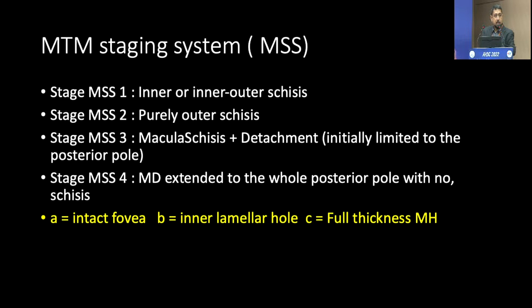So when you say it's 1 or 2A, it's just a schisis. 1 or 2B, it's a schisis with a lamellar hole, and C is a schisis with a detachment. When you go on to 3, you're starting to get a foveal detachment, and when you go on to stage 4, it's a full-blown retinal detachment.